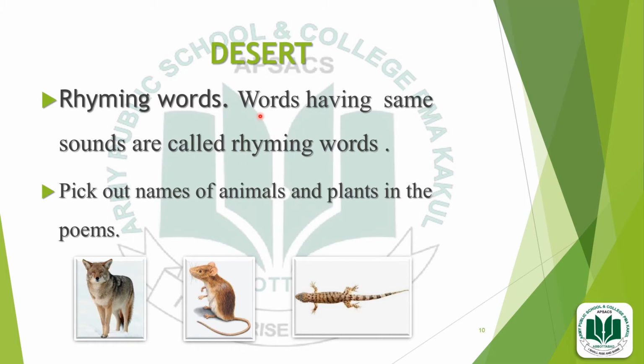Now, before you pick out the rhyming words from the poem, we will see what rhyming words are. We will revise the rhyming words. Words having the same sounds are called rhyming words. For example, bat, rat, sat, all these are rhyming words. You have to pick out all the rhyming words from the poem. Then another thing which you have to do is pick out names of animals and plants in the poem. You have to pick out all the names of animals and plants from the poem.